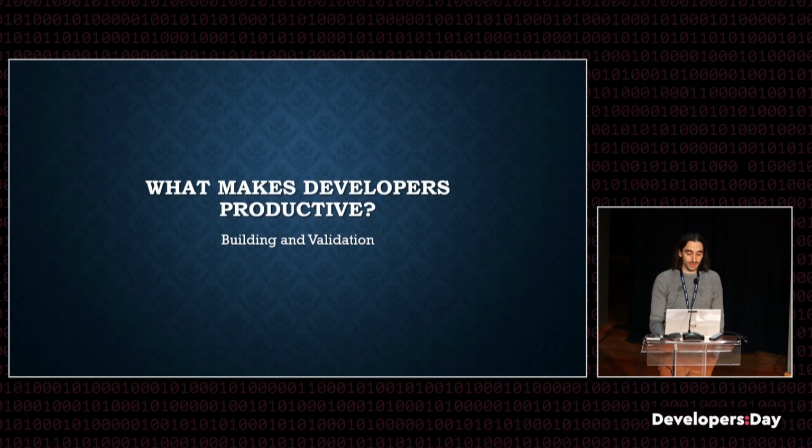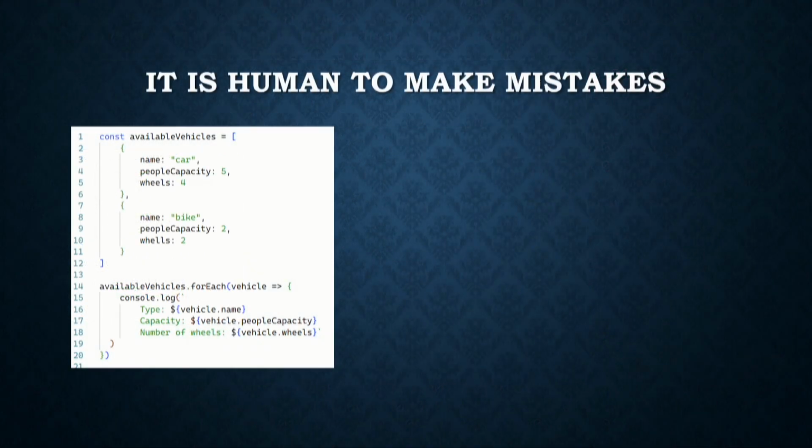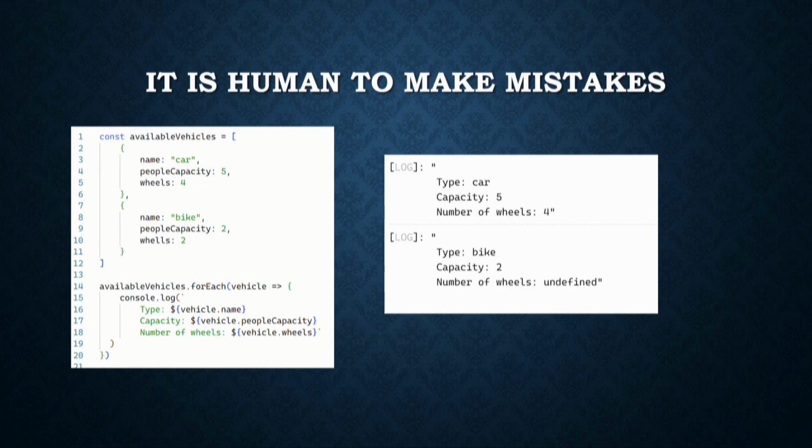Okay, so the third thing we're going to look at regarding developer productivity is the concept of building and validation. So this is some piece of JavaScript code that just enumerates a list of cars, and if we run it, this is the output, and we see that there is a mistake in the program. We see that there's a typo here. But I actually need to run the program and see the bug to catch that issue.